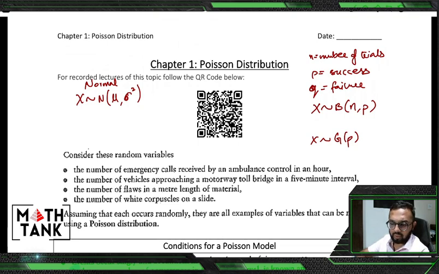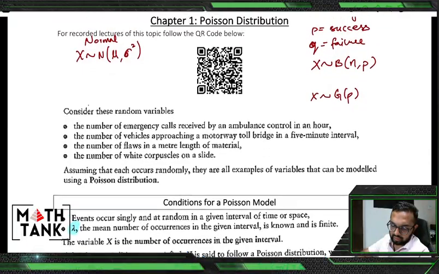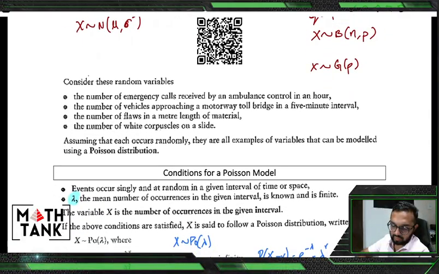Poisson distributions are for particular variables. It says consider these variables: the number of emergency calls received by an ambulance control in an hour, the number of vehicles approaching a motorway toll bridge, the number of flaws in a meter of length. What you see is two characteristics of all these distributions, that there is an interval of time or space given to you. For example, this says a control in an hour, in a 5-minute interval, in a meter length of material. This is the interval that we are talking about.